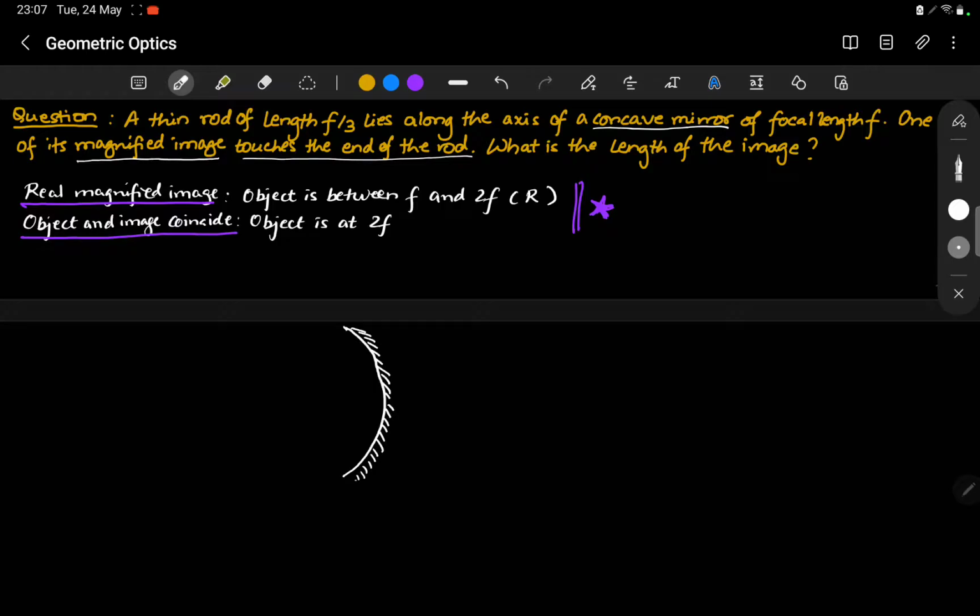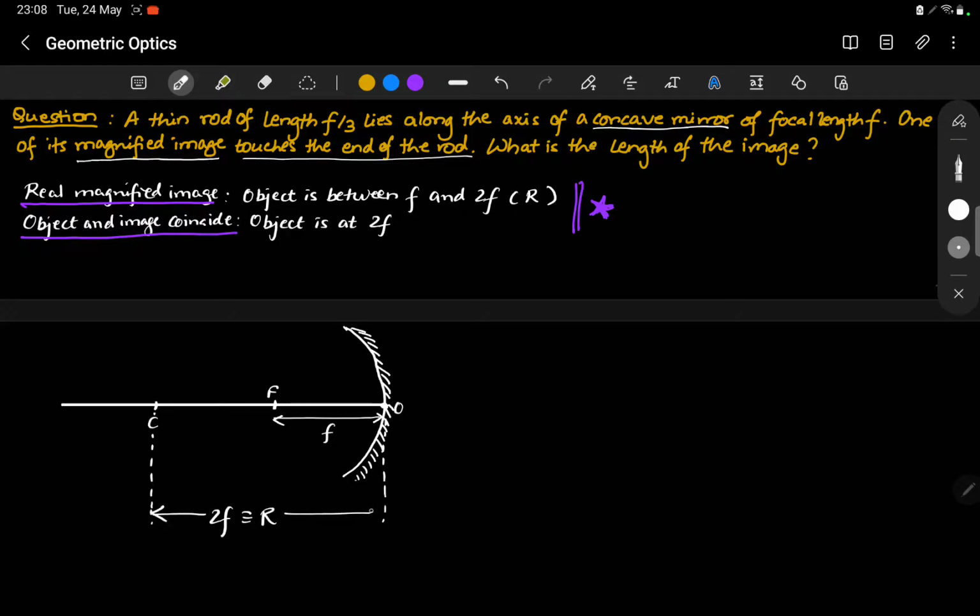This is a concave mirror. This is the axis. This point is the focal length. This point is twice the focal length. This is also the center of curvature, because 2 times focal length is the radius of curvature. So this distance right here is f, and this distance is 2f, which is also approximately equal to r in the paraxial regime.